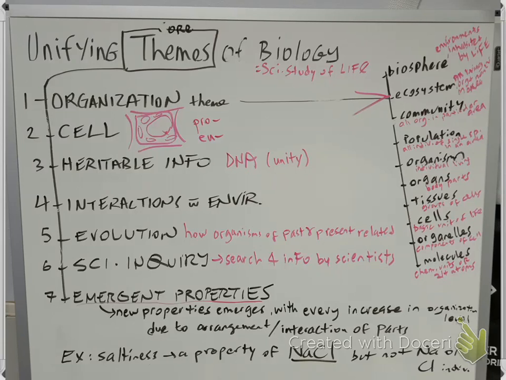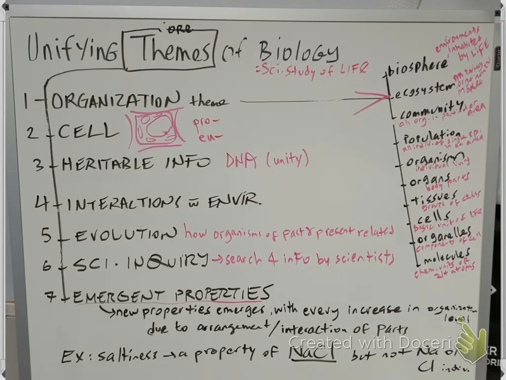So let's take a look at an example of emerging properties. For example, saltiness is a property of sodium chloride, a compound, but not of sodium or chlorine individually. So this shows a novel property emerges when sodium and chloride make the sodium chloride compound.